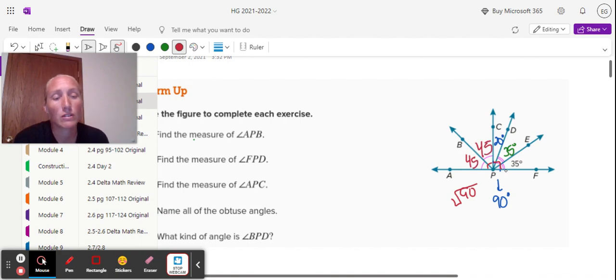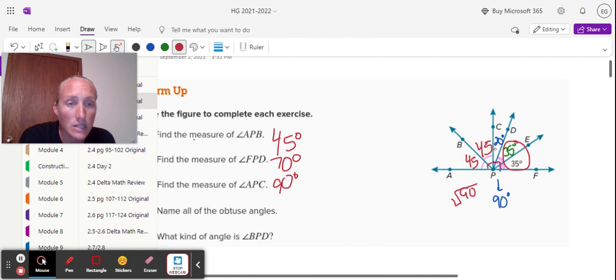Once you've filled all of that in, you could answer any of these questions. APB is shown to be 45 degrees. FPD, if I go from F to P to D, is these two put together, which was 70 degrees. APC is the one that we talked about to be 90 degrees. We will get back to this one. And then angle BPD, if I add up 45 and 20, I get 65.